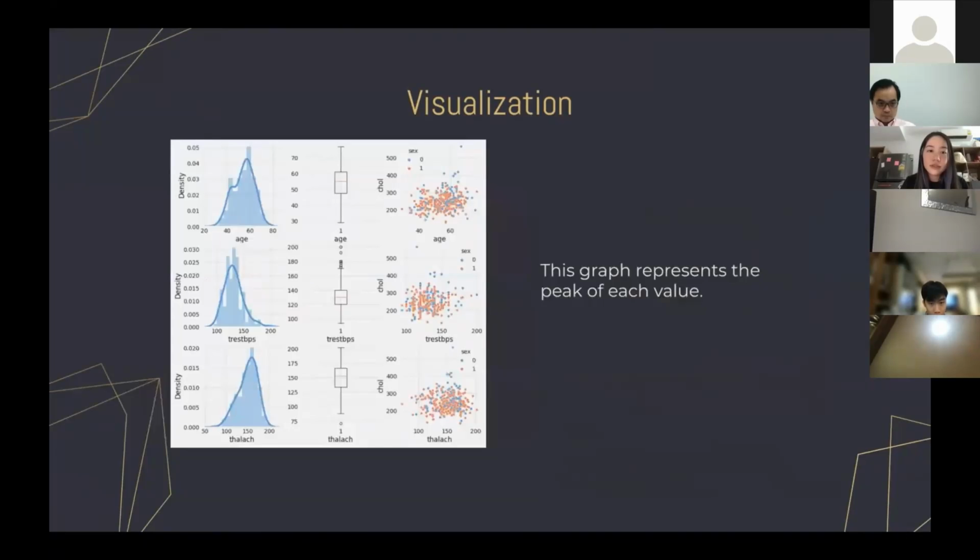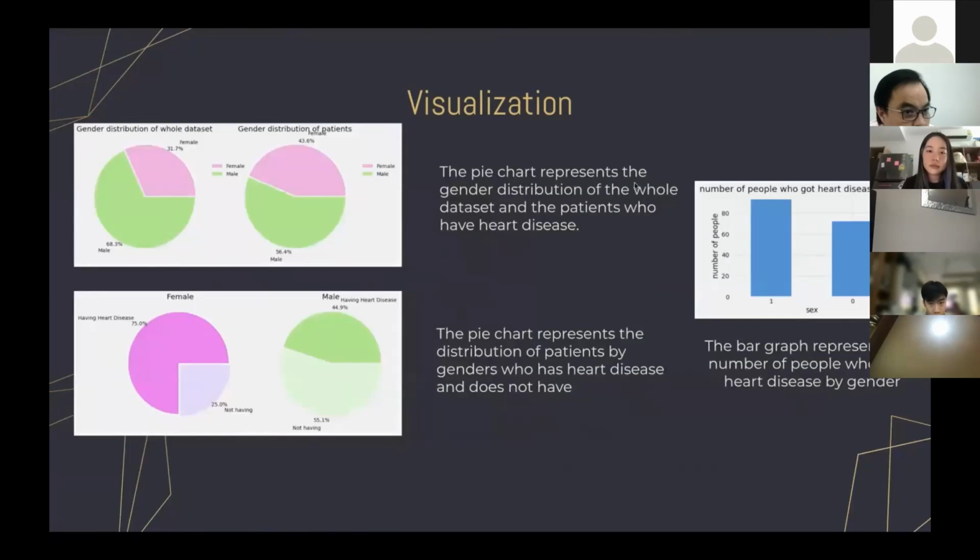And next, this graph represents the peak of each value. Like for the first one here, the most people in this data set that have heart disease are in the age group of 50 to 60 years old, as you can see here. And next, the pie chart represents the gender distribution of the whole data set and the patients who have heart disease.